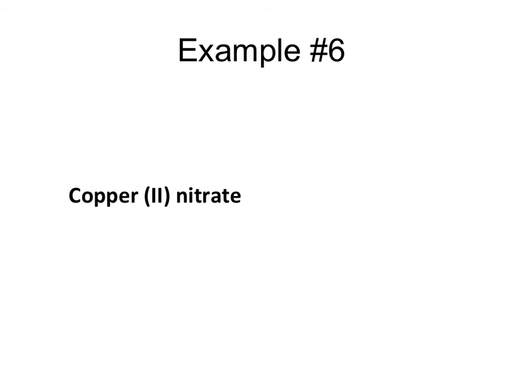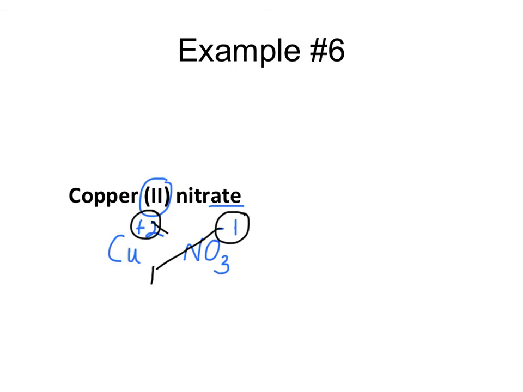Example 6 is a ternary ionic compound. I noticed the "ate" at the end. And so once again, I'm going to come up with the symbol and the charge of the metal, which is Cu. The Roman numeral tells me it's +2. And then I'm going to look up the symbol and the charge of nitrate on the reference sheet, which is -1. The charges are not going to add up to 0. So I'm going to crisscross those numbers down, and I'm going to put the polyatomic ion in parentheses to separate the 2 from the 3.